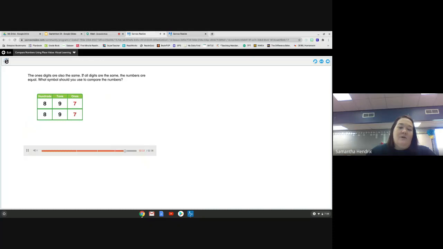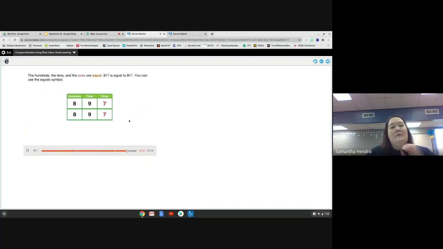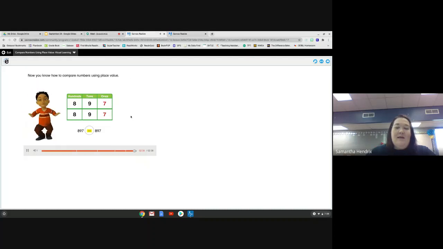What symbol should you use to compare the numbers? Select which one? This is greater than, less than, equal to. The hundreds, the tens, and the ones are equal. 897 is equal to 897. You can use the equals symbol. Yay. Now you know how to compare numbers using place value.